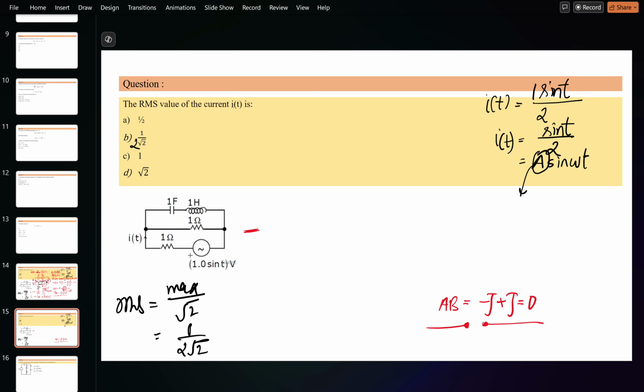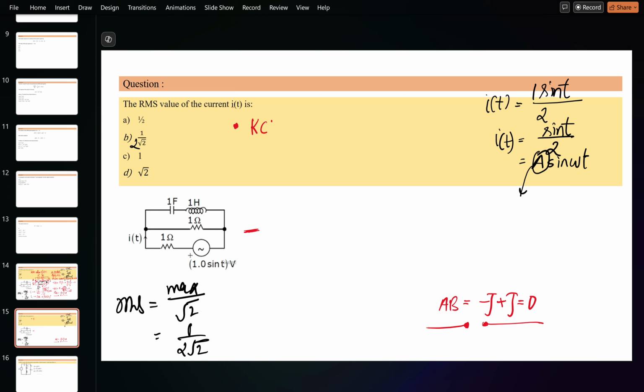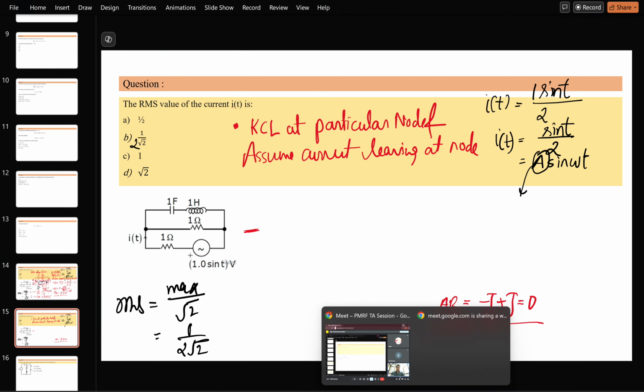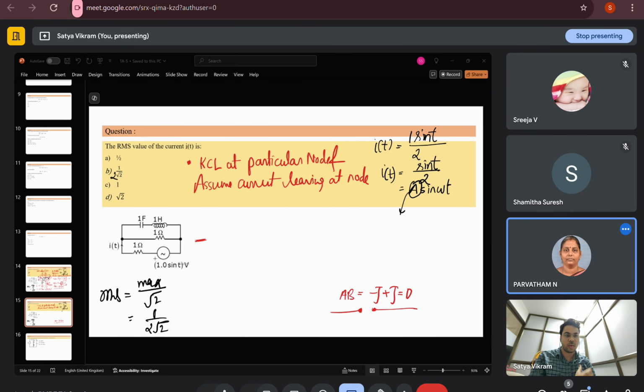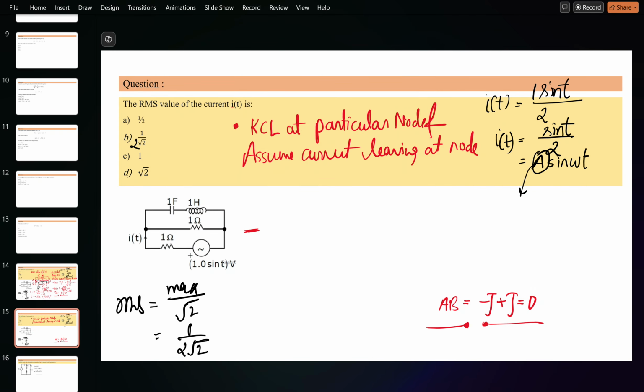What I've told in the previous lectures itself is that when you are finding out the values of currents and all, always apply KCL at a particular node, and assume that current is leaving that node. Always assume that current is leaving that network.